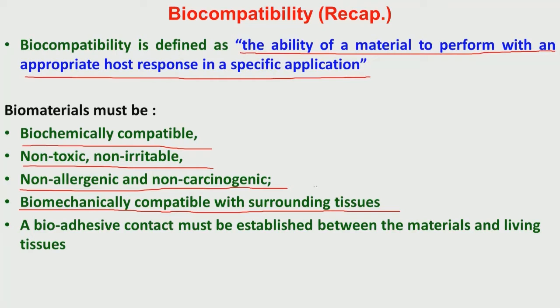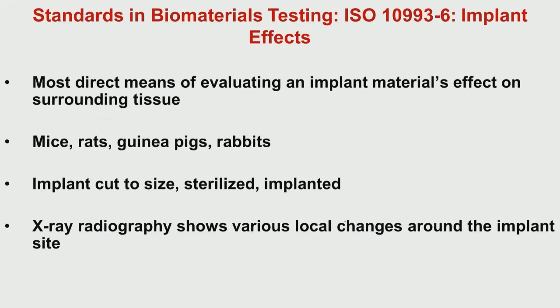That is very important. And here, one of the things that I have mentioned earlier is that the elastic modulus property is important, because if there is a large difference in the elastic modulus between the biomaterial and the surrounding tissue, then that can cause aseptic loosening. And overall there is a general consensus that bioadhesive contact must be established between the materials and living tissue.